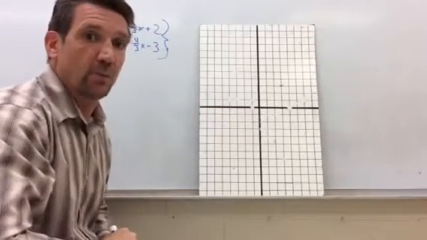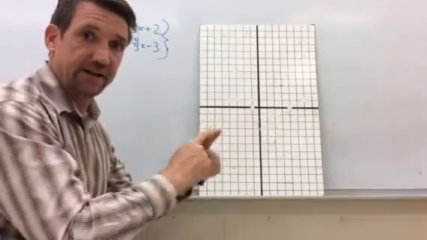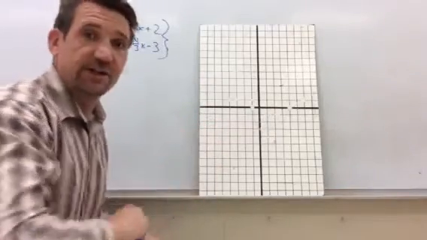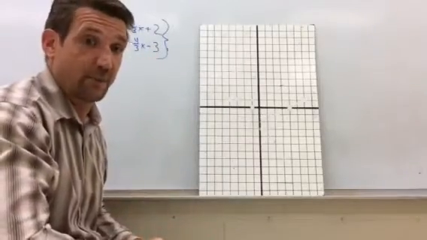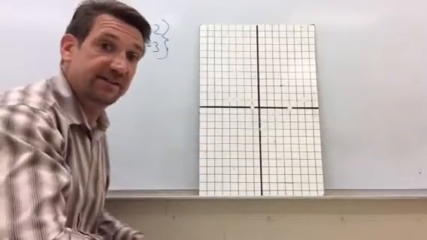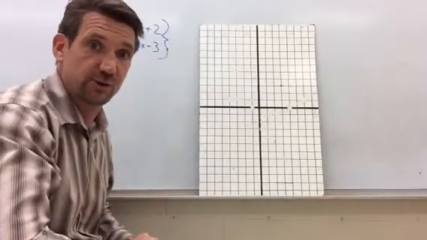coordinate plane. When we do that, one of three things is going to happen. Our lines are going to intersect, and the point of intersection is going to be the solution to this system. Or sometimes we'll end up with two parallel lines. Parallel lines never intersect, so this system of equations would have no solution.